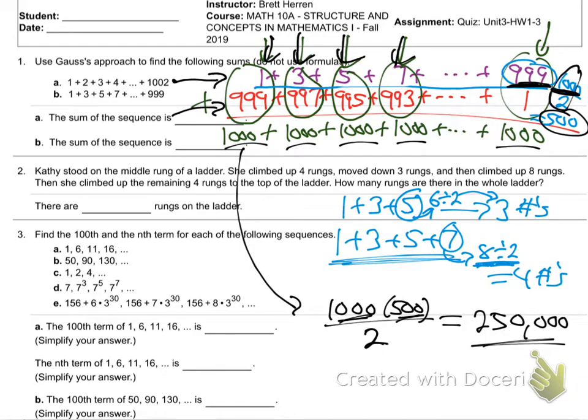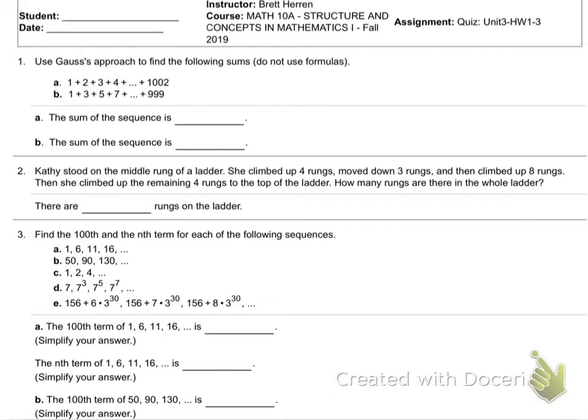All right, let's go on to number 2. So number 2, Kathy stood on the middle rung of a ladder. She went up 4, down 3, up 8, then up the remaining 4 to the top. All right, so really we have to draw this out. I'm going to go over here to someplace I can draw on. Yeah, how about this? Okay, so I'm going to use this.